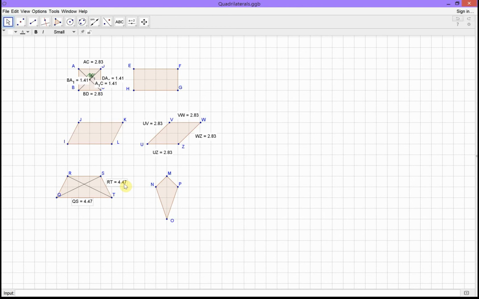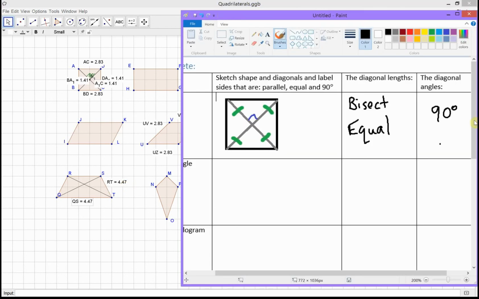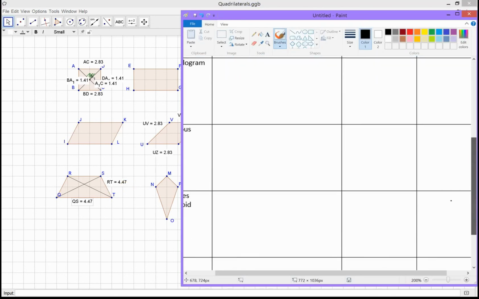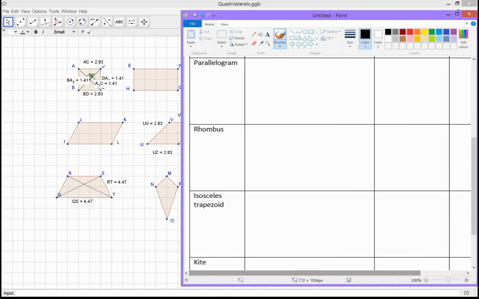So on our page down here, we can find the trapezoid, the isosceles trapezoid, and we can say the first one was about the diagonal lengths here, or it's actually the third column. So we can say that the diagonals are equal.